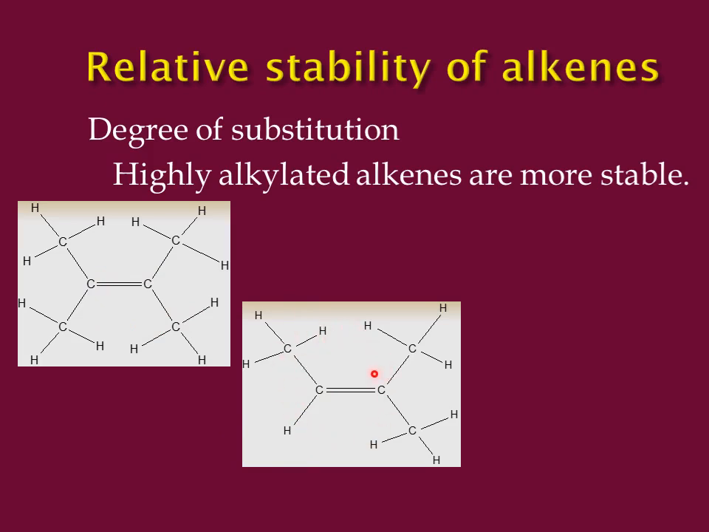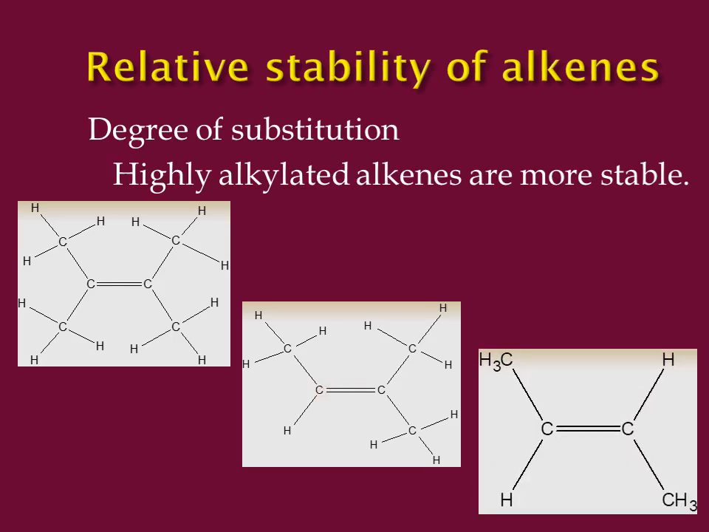Similarly, look at the next example, in which I have replaced another methyl group with a hydrogen atom. I have reduced the crowding further, and this nucleophilic region is now more exposed, so it can react easily with an electrophile. So alkylation provides crowding across the double bond, and it makes the alkene less reactive and more stable.